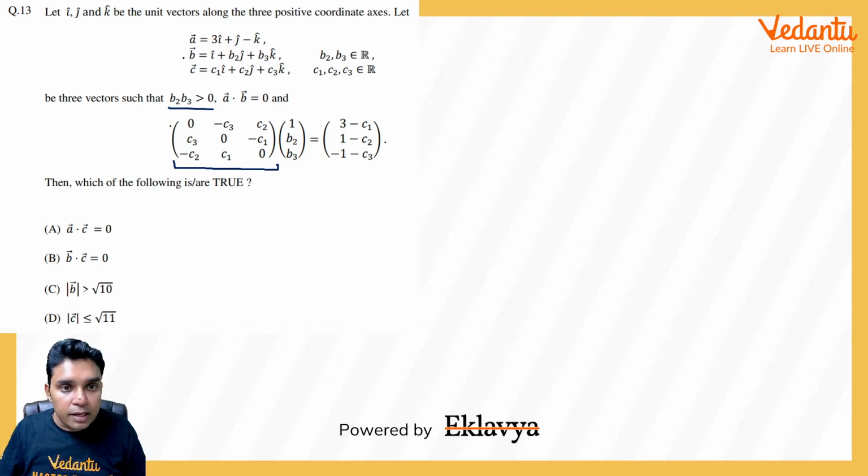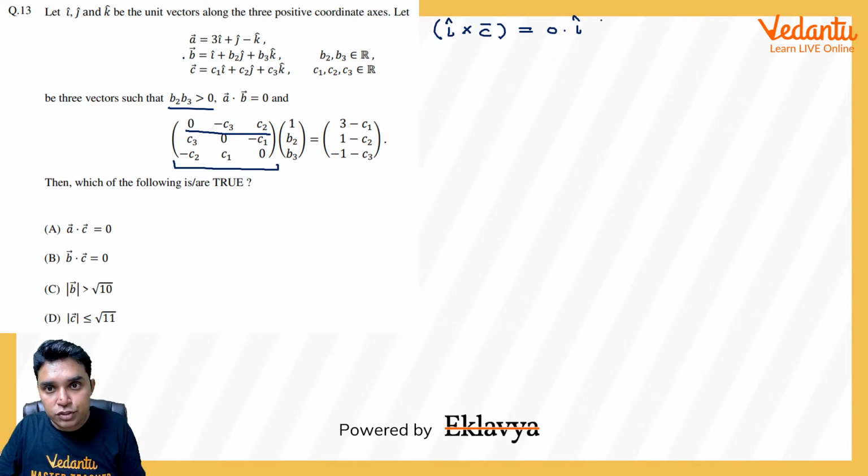Now what we can think of here, please see this first row of this skew symmetric matrix. If you notice, it is actually I cap cross C. If you take the cross product of I with C, I component will be 0, 0 into I cap. J component will come when I is multiplied with K. So I cross K is minus J, so it will be minus C3 J. And then for K it will be C2 into K. So this is my first row, you can check.